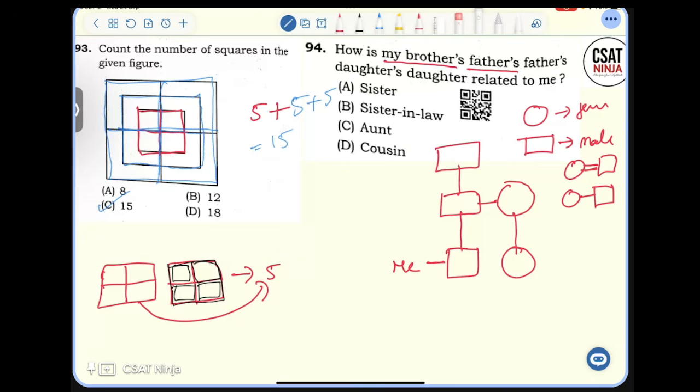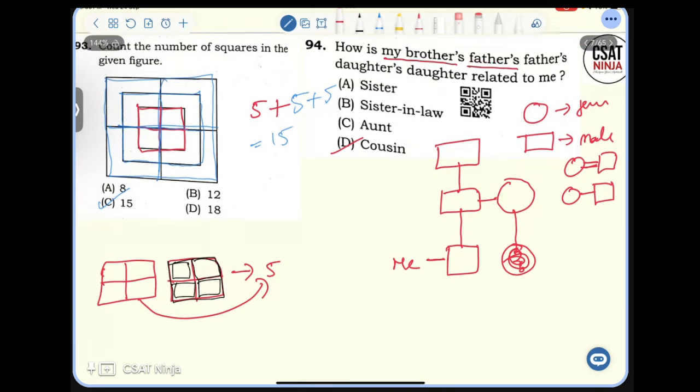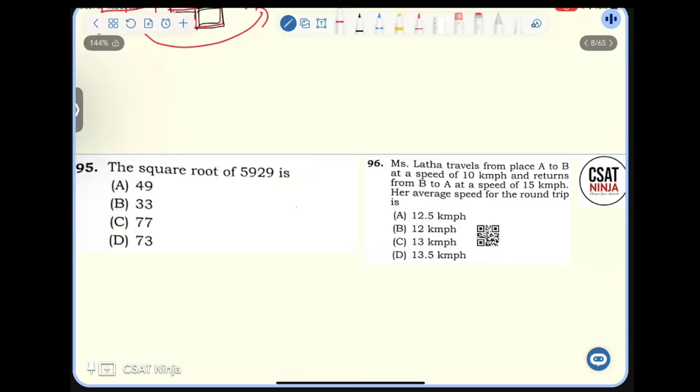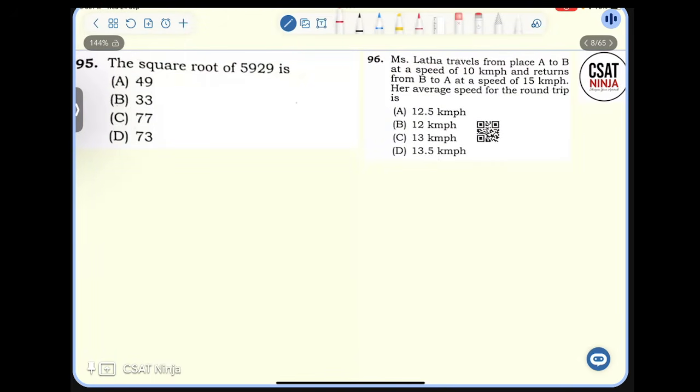Okay. What is asked? How is she related to me? That means how is this one related to you here? According to you, it's a cousin. Because the lady here is your aunt's daughter, which is a cousin. Clear with that? I'll be discussing blood relation in detail as well. No worries.